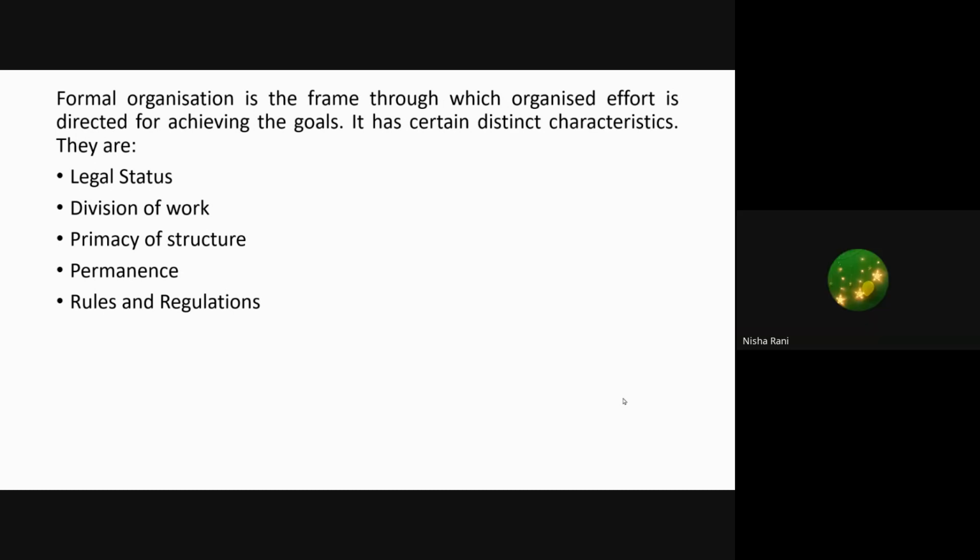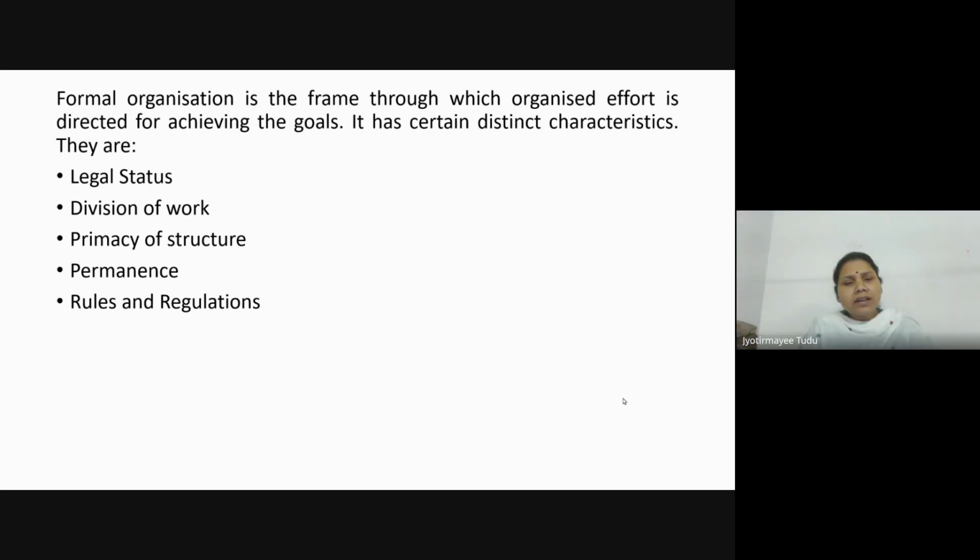Ma'am, would you please repeat permanence? I didn't understand. Permanence. Okay, let me finish the rules and regulations.